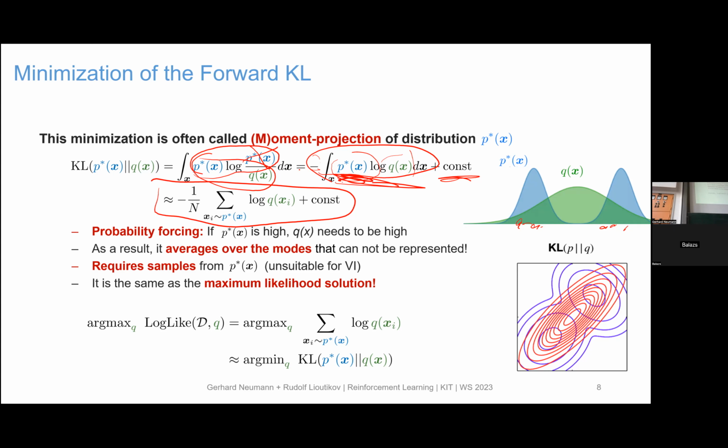But it doesn't really care about the regions where P star is close to 0, does it? If you look at the objective, everything is multiplied with P star. If this is close to 0, who cares? And from that, you basically see what it would do: if you have a bimodal distribution, the blue one, and you want to approximate it with a Gaussian, you would put the Gaussian in the middle. And that's exactly what the maximum likelihood estimate of a Gaussian does, isn't it? If you have samples over here and samples over there, you put it in the middle.